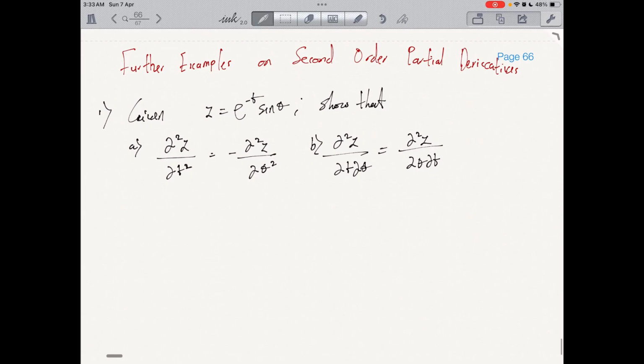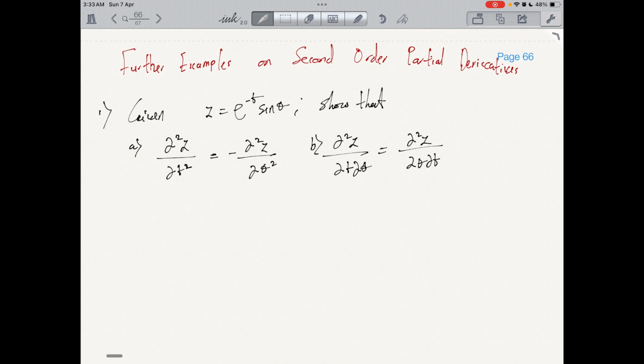More examples on second order partial derivatives. Now we're given that z is equal to exponential minus t sine theta, and we're asked to show that the two conditions here are equal.